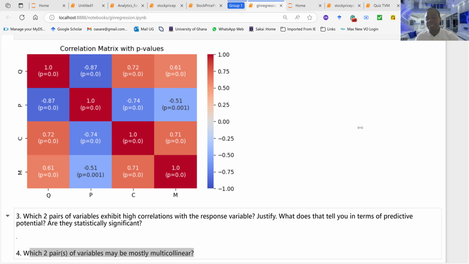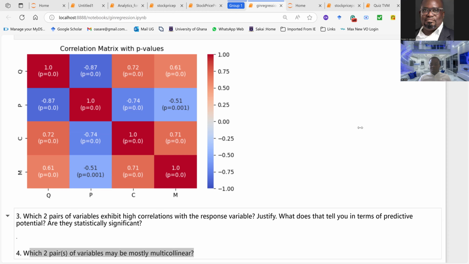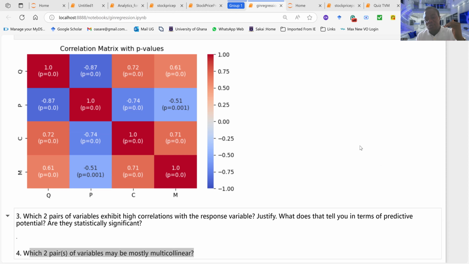Let's go to Seth. Hello, sir. Please, I will choose C and M, looking at the relationship with the output variables here. Tell me why. Because C is 0.72 and M is 0.61. No, there's nothing called C is 0.72. Correlations are two pairs. CQ is 0.72 and MQ is 0.61. But if you can remember the definition of multicollinearity, you will not give that answer. You will not. I deliberately decided to let you guys talk to see those who have been paying attention.